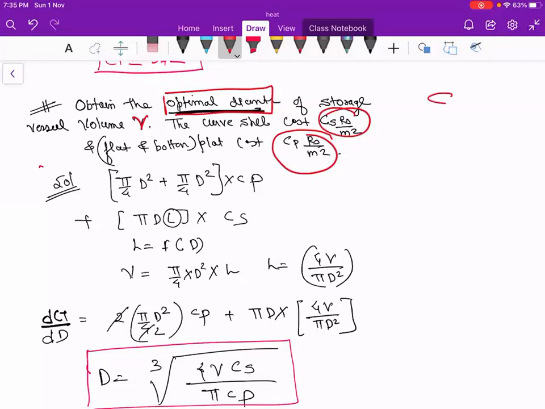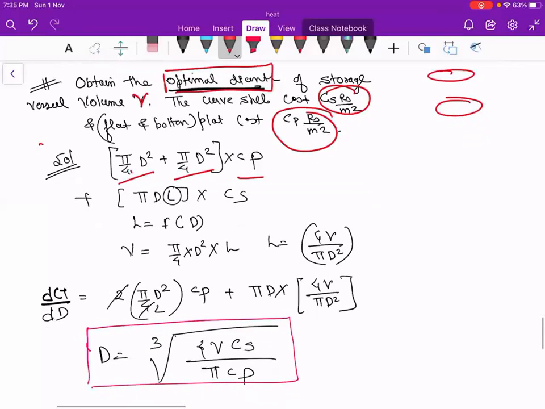So how is the flat end? It is a circle, so it will be pi by 4 d square. So for the flat ends, pi by 4 d square into Cp, two times. Then the curved part will be the circumference. So what is the circumference? Pi d L. So it is pi d L into Cs. So this is the equation we get.